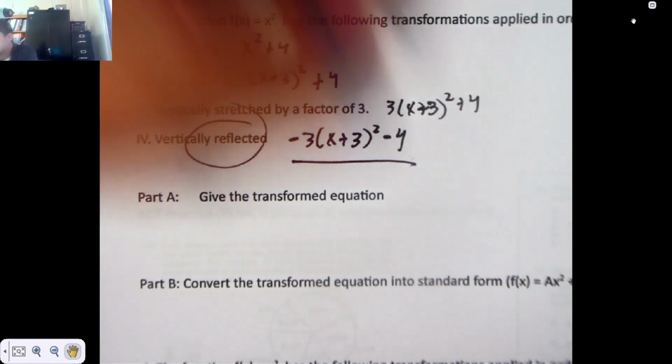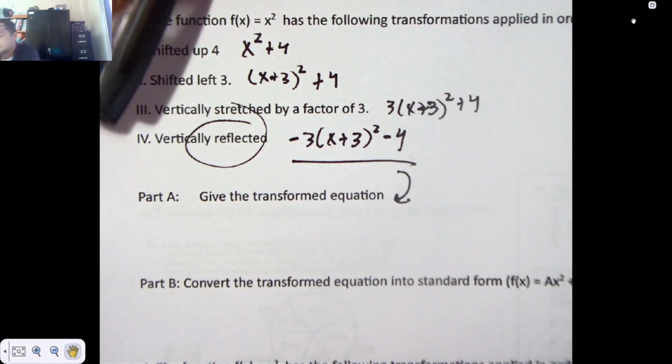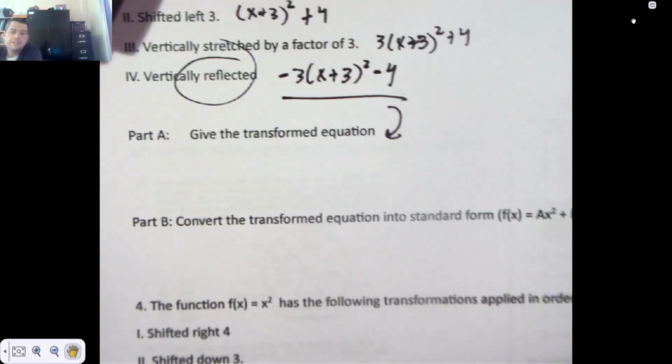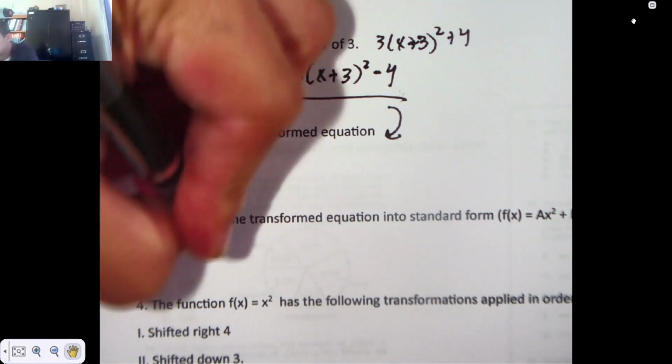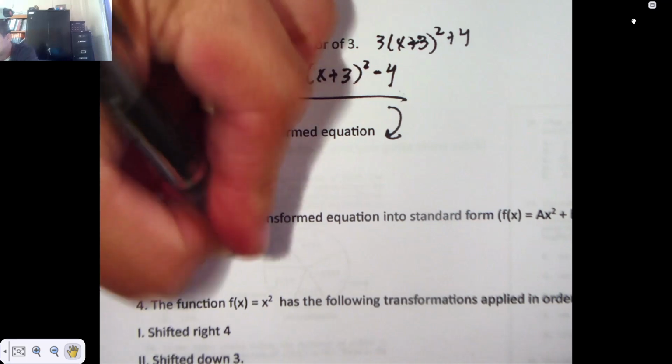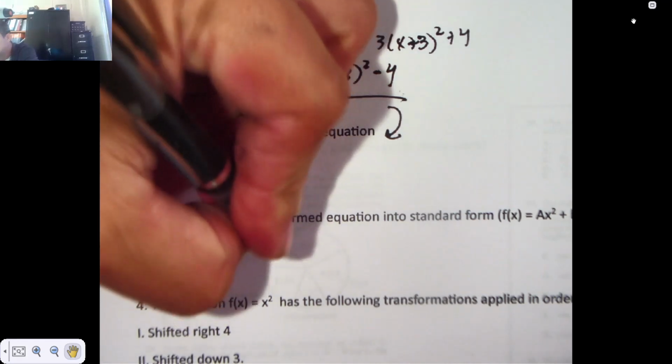Part A was give the transformed equation, just did it. Part B is to convert that sucker into standard form. So in order to square something, what you have to do is write it twice, because you have to multiply it by itself.